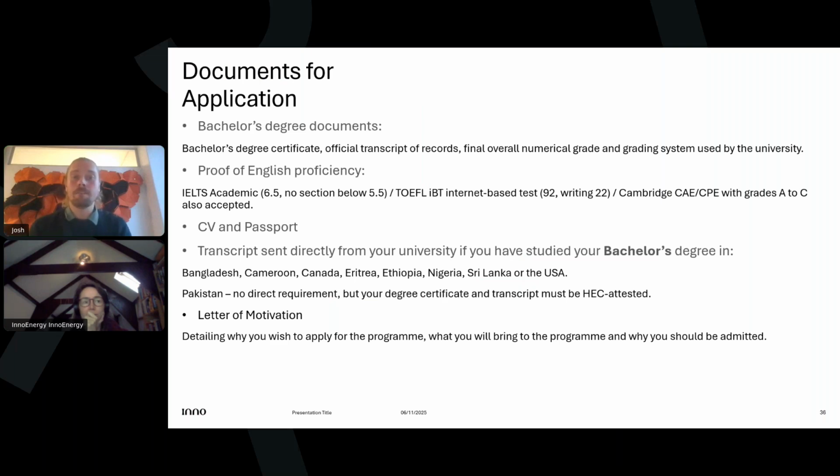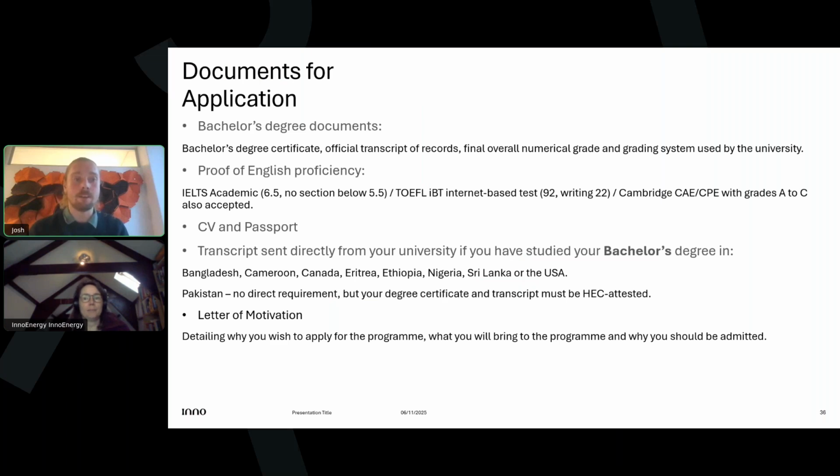As all of our programs are fully taught and assessed in English, we need to know that you are going to be able to manage the academic studies in English. So we ask for some proof of English language proficiency. I'm going to talk about the different English test waivers that we have a bit later on, but for now, I want to focus on the 3 different English tests that we accept at InnoEnergy Masters Plus, which are approved for admission at all of our universities.